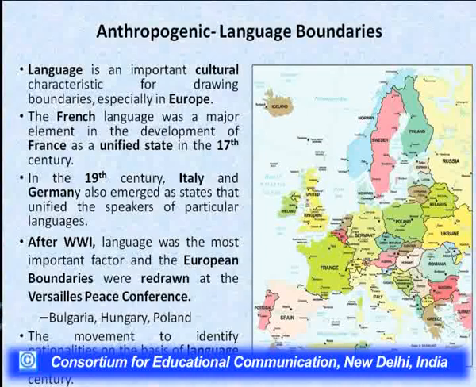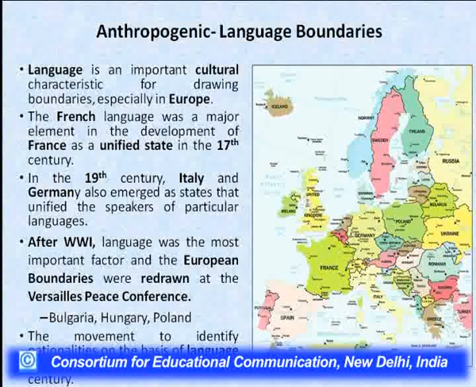Anthropogenic language boundaries. Language is also a very important factor that draws the boundaries between different regions. In fact, we can see the example of Europe, where language has been given immense importance for the division of different territories, different states. In the 19th century, Italy and Germany were divided based upon the language criteria.